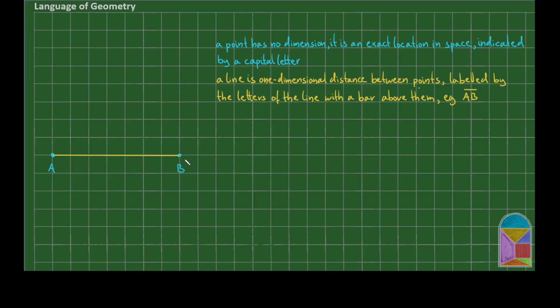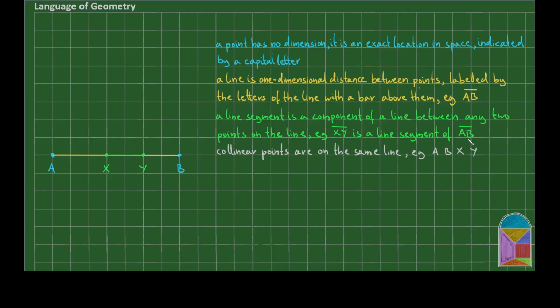Once I have introduced a second point, I can start talking about lines. A line is a one-dimensional distance between points. Lines are labeled by the letters of the line with a bar above them. So for example, this line here is known as the line AB. A line segment is a component of a line between any two points on that line. Line XY is a segment of the line AB.